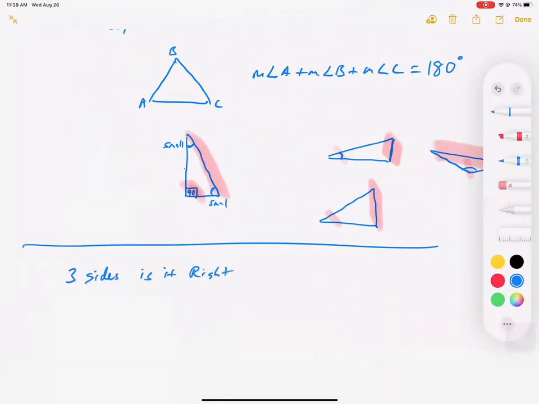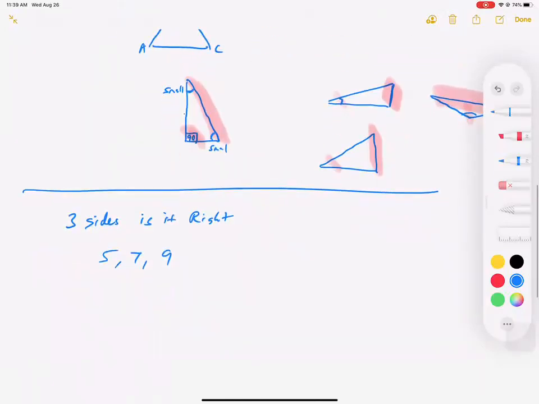If I give you a 5, 7, and 9 triangle, just to try this, would this be a right triangle? We would predict that, hey, if the Pythagorean Theorem works, then we could say this is a right triangle. But which would be C? Well, as we mentioned before, C is always the largest side because it dominates the angle, 90 degrees.